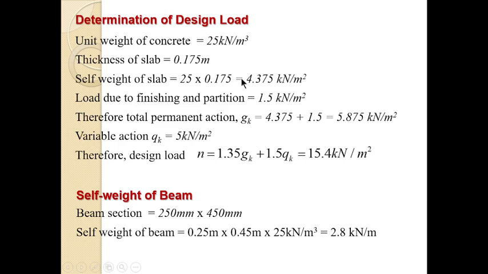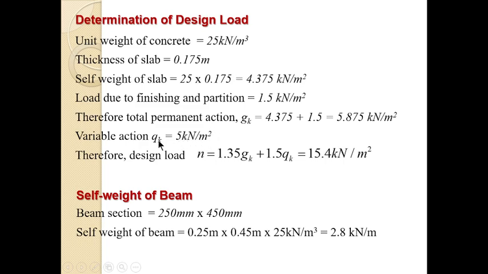Now, this self-weight is a permanent action. Which other permanent action were we given? We were given load due to finishing and partition, and it was 1.5 kN per meter square. So the total permanent action, that is the GK, is going to be the self-weight of the slab plus the load due to finishing, and that gives us 5.875 kN per meter square. So now we have our GK. The next thing is to find our QK, which is our characteristic variable action.